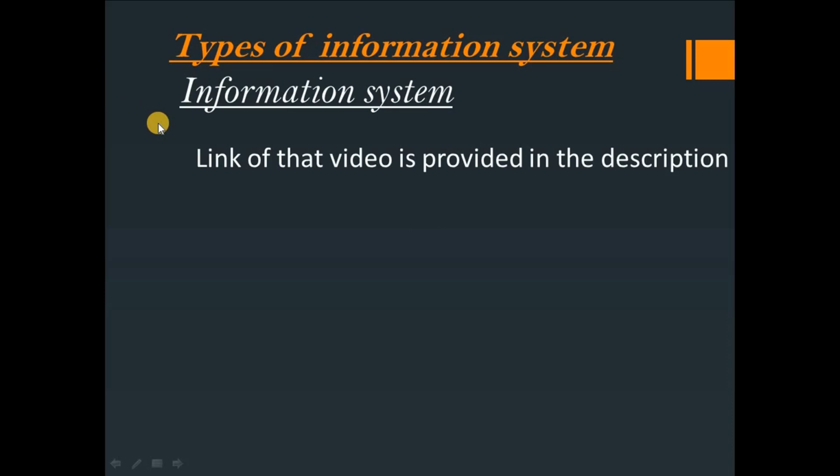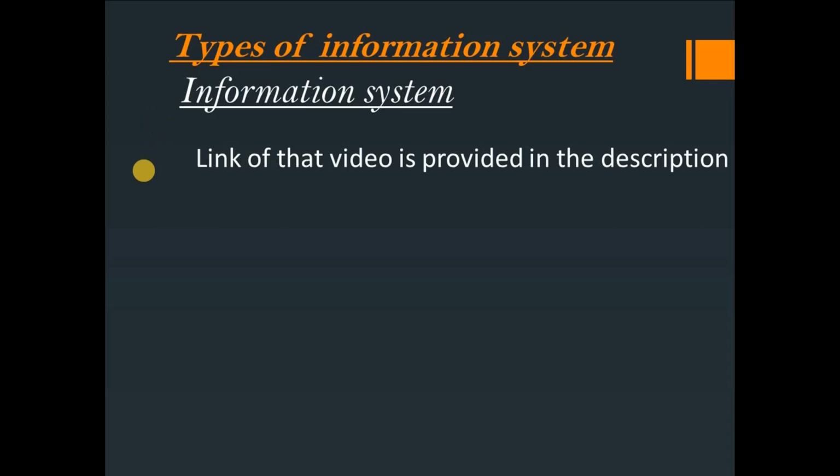Just to revise, we discussed that the information system is a system that is developed to collect, process, store and distribute information. In simple terms we can say that it is a system that is used to collect the raw data, and process it into useful information. Let's start with the topic of the day, the types of information system.